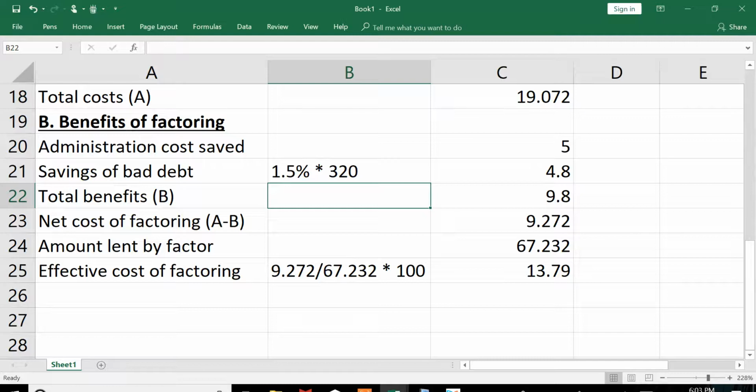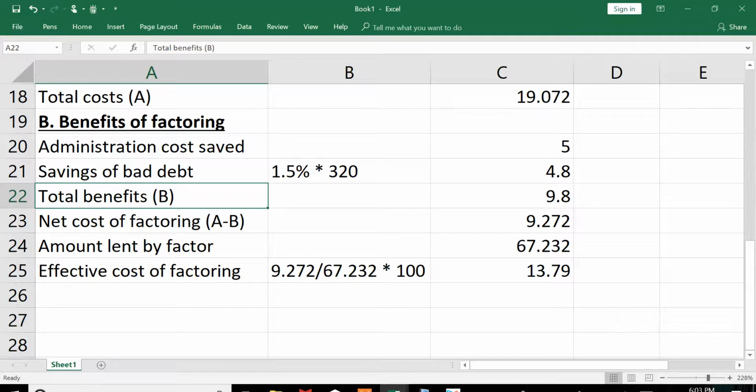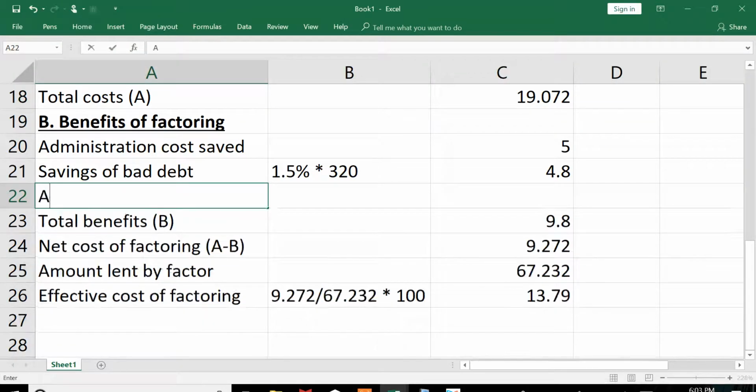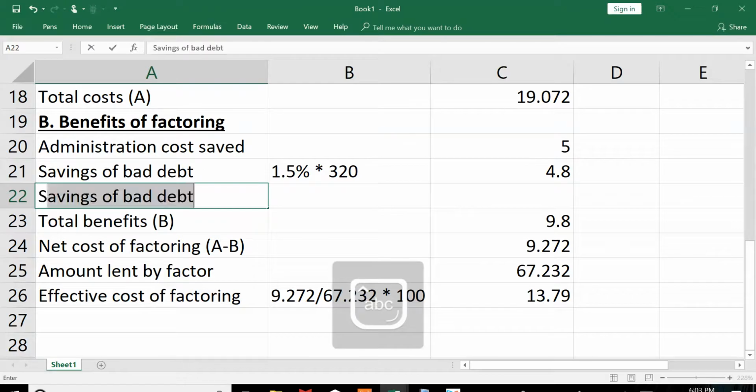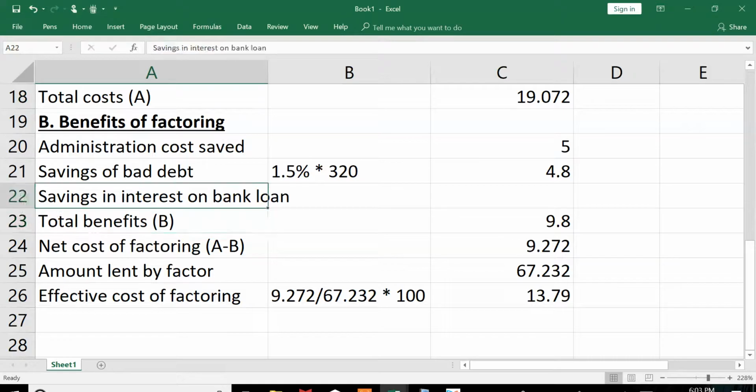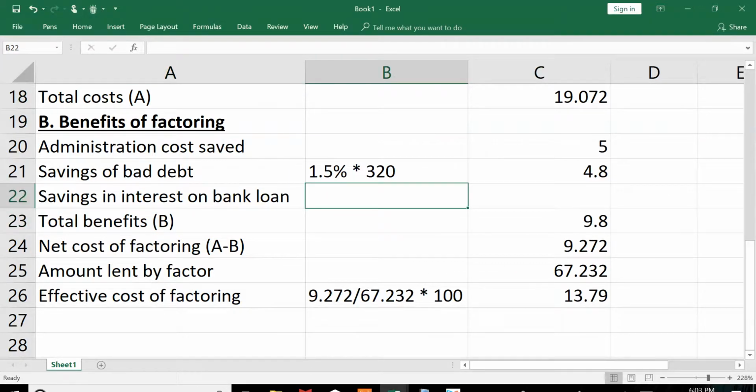Now I need to compare this with a bank loan. Let's assume the bank loan is at 15%. Then I will go ahead with a factoring arrangement. If the bank loan is at 12%, I'll continue with a bank loan arrangement. Now what can happen is less savings in interest on the bank loan. If I don't go for a factor, I would go for a bank loan, and if the bank used to give me a loan of 80 lakhs, I don't save interest on 80 lakhs. I save interest on only 67 lakh 23,200.